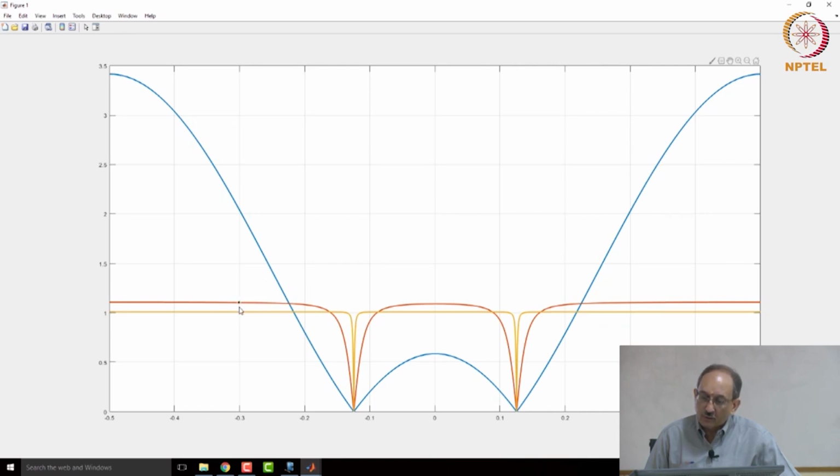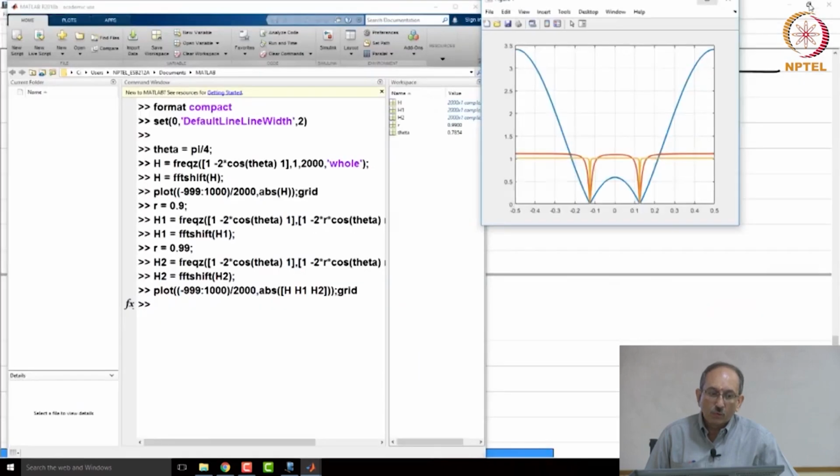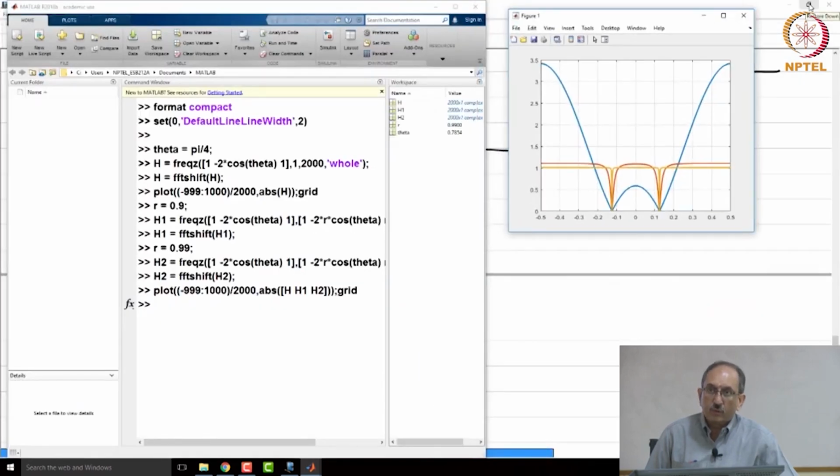Clearly you see the huge improvement in the frequency response. 0.99 is so much closer to the ideal notch filter. The notch occurs exactly at the same point as it should, but when you go away from the notch, the response becomes so much better when you place the pole closer and closer. So this very nicely illustrates the effect of adding the pole to boost the gain when you go away from the notch.